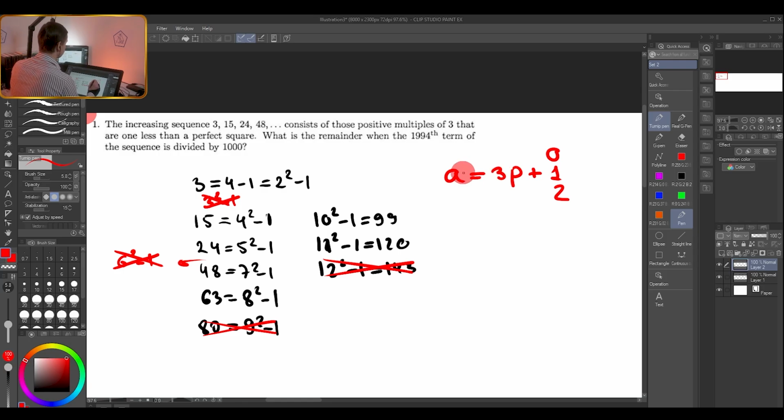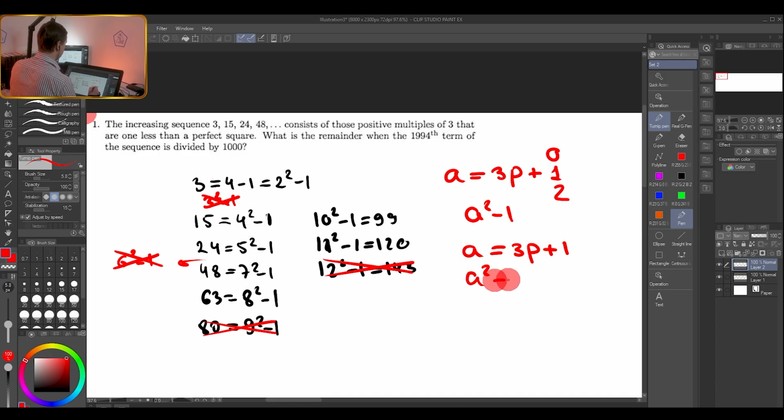And it's very easy to understand that if a has a remainder 1 or 2 when divided by 3, then a squared minus 1 will be really divisible by 3. Well, let's check. For example, if a equals 3p plus 1, it means that a has a remainder 1 when divided by 3, similar to, for example, 4, right?